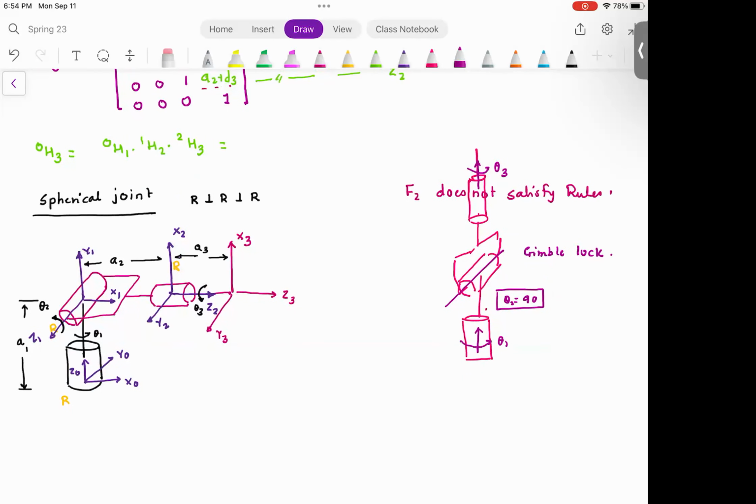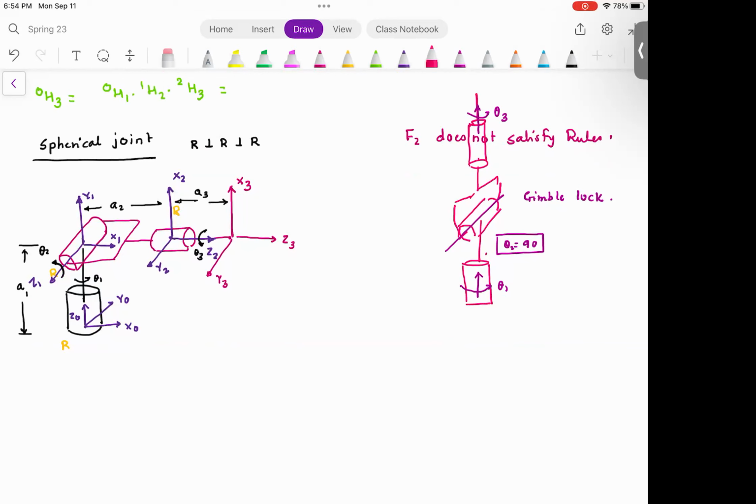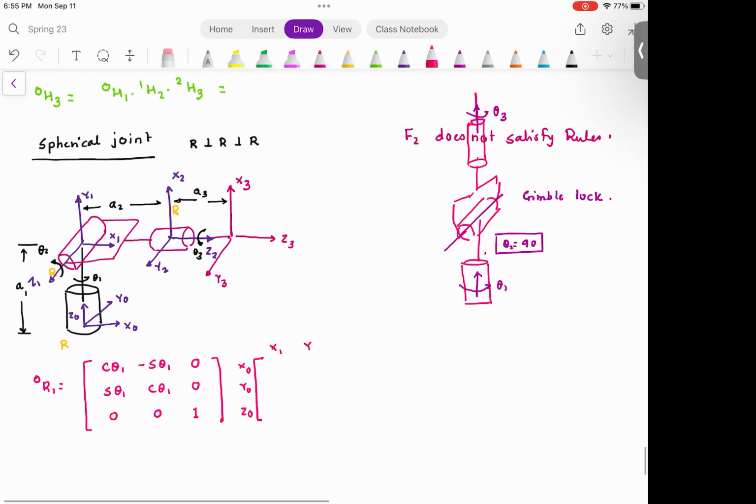Okay, now what I will do is I will quickly rewrite 0R1. That by now you should know: cosine theta 1, minus sine theta 1, 0, sine theta 1, cosine theta 1, 0, 0, 0, 1. Now here x0, y0, z0, x1, y1, z1. Look at x1. x1 is aligned with x0. y1 is aligned with z0. And z1 is aligned with minus y0. Everyone okay?